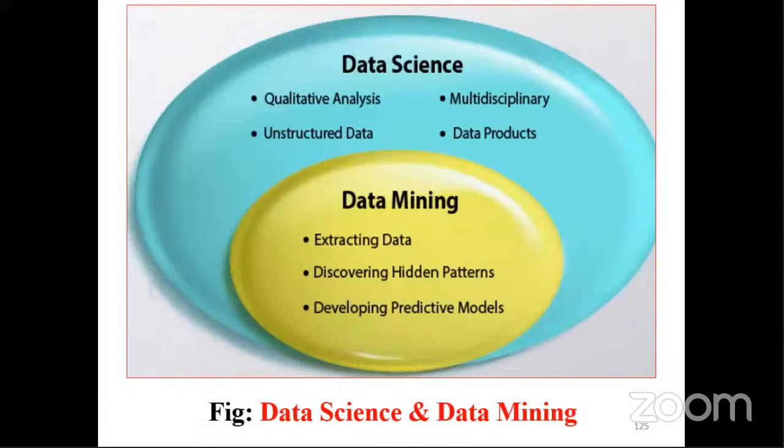What is the difference between data science and data mining? Data mining is a sub branch of data science. You can call it qualitative analysis, multidisciplinary, unstructured data, data products. In data mining, we are extracting data, discovering hidden patterns, developing predictive models, etc.